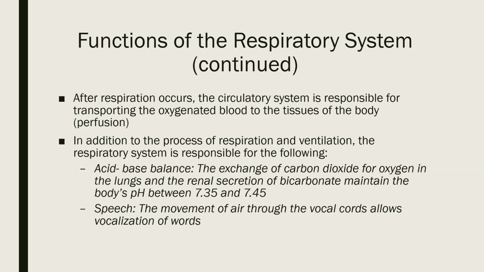After respiration occurs, the circulatory system is responsible for transporting the oxygenated blood to the tissues of the body, and we call this perfusion. In addition to the process of respiration and ventilation, the respiratory system is responsible for the following: acid-base balance. We know the exchange of carbon dioxide for oxygen in the lungs and the renal secretion of bicarbonate maintain the body's pH level between 7.35 and 7.45.